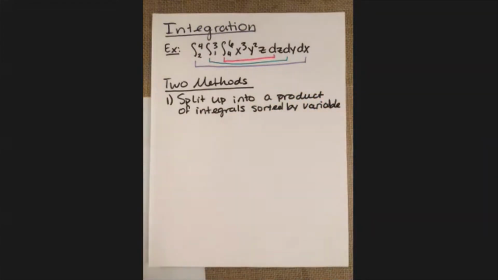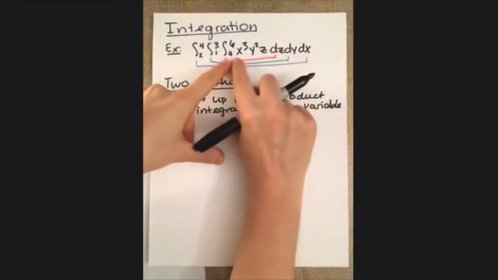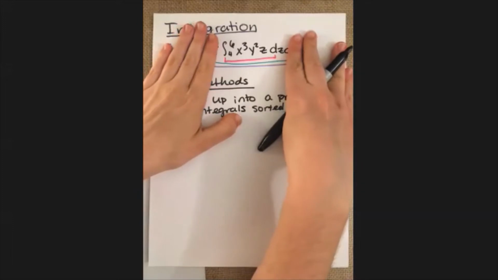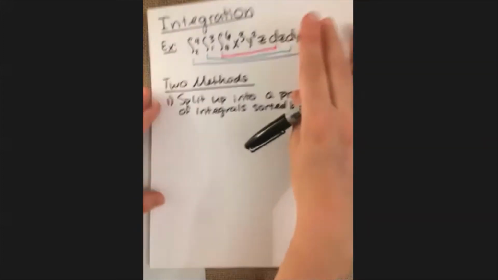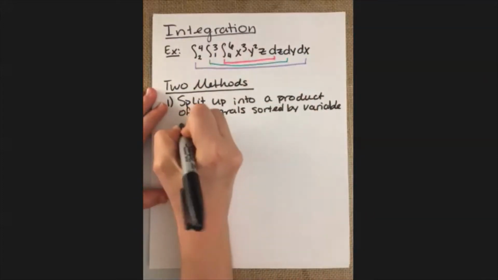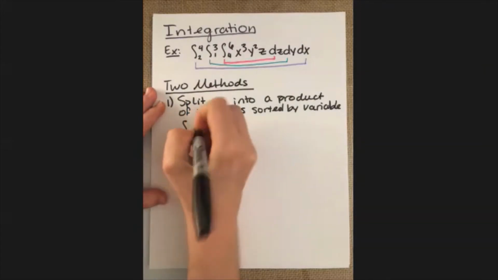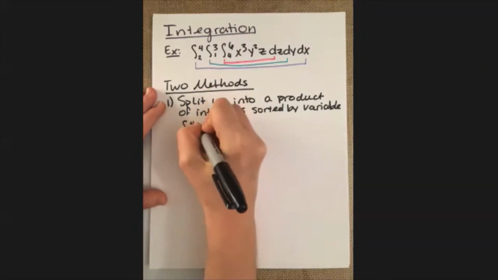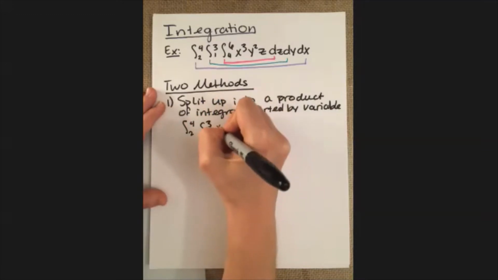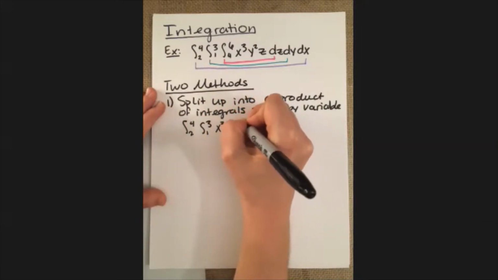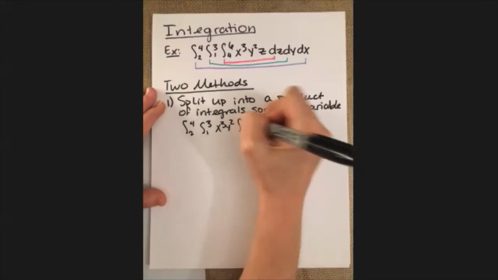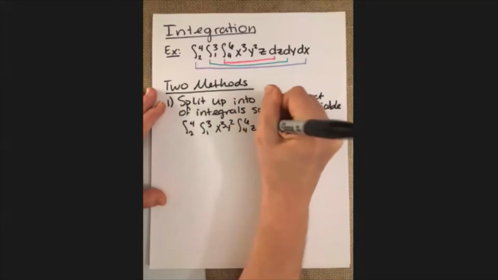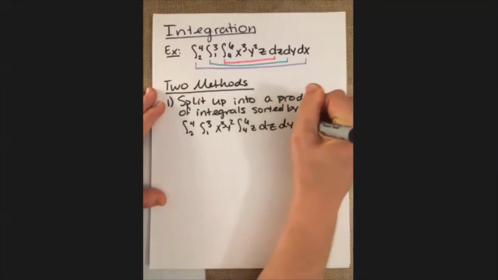So how does this work? Why does this work? Notice that on the inside, we're going to focus only on the integral with the dz first. We're taking the integral with respect to z. This means that the x cubed and the y squared are treated as constants, so they can come outside of that integral. So this becomes the integral from 2 to 4, integral from 1 to 3, of x cubed y squared, integral from 4 to 6, of z dz, and then we still have our dy dx.